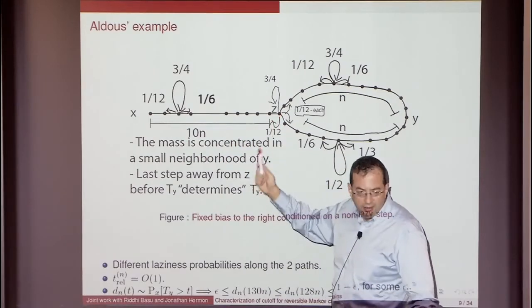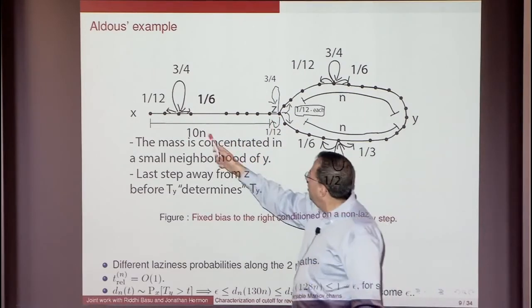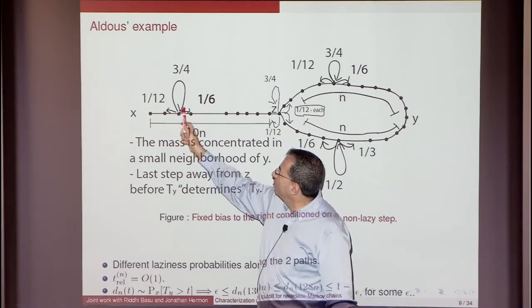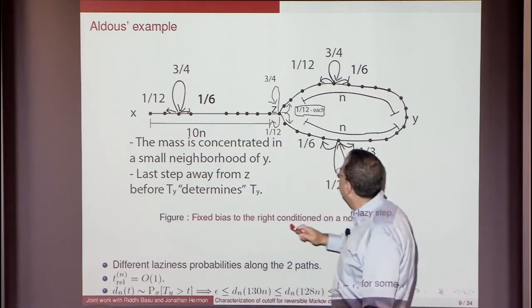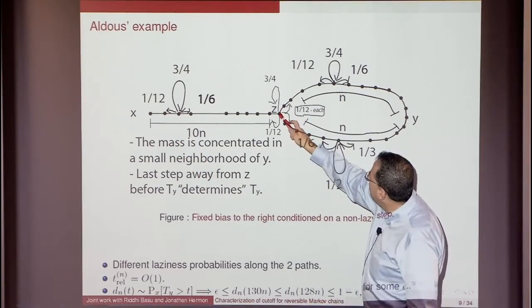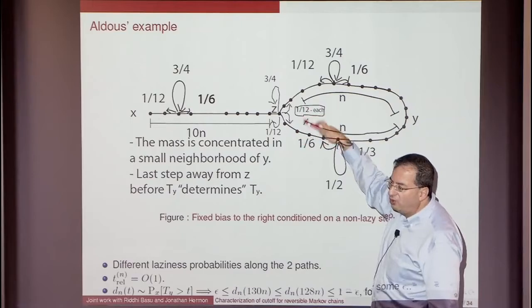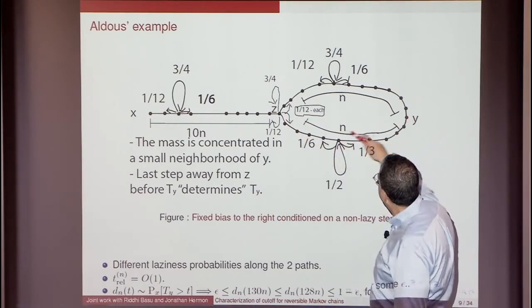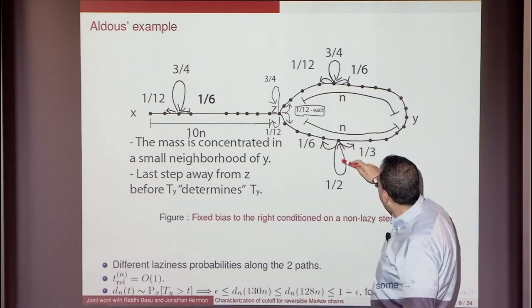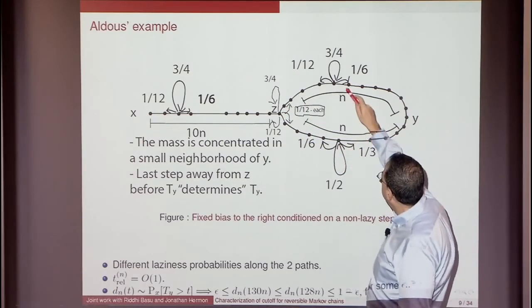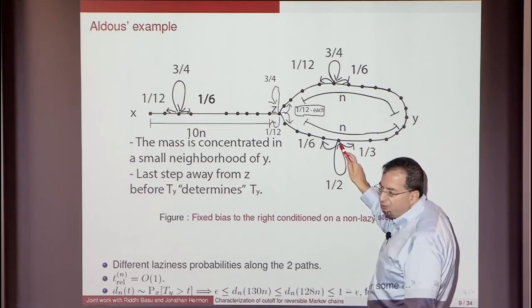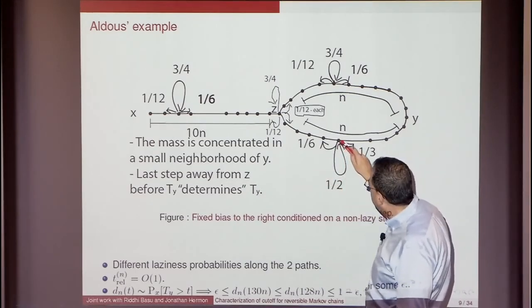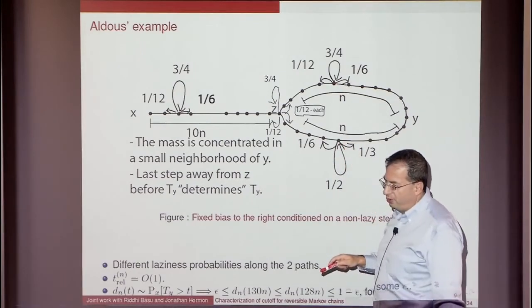Here we made it 10n, but there's some flexibility. And on this path, you go right with probability 1/6, left with probability 1/12, and it's very lazy. Stays here with probability 3/4. And then it gets to this point here, and with probability half it goes up or down. And then you basically have the same chain on the bottom and the top, but on the bottom it's half lazy. And so every time, it moves to the right with probability 2/3 and left with probability 1/3. But here it's lazy with half, here it's lazy with 3/4.